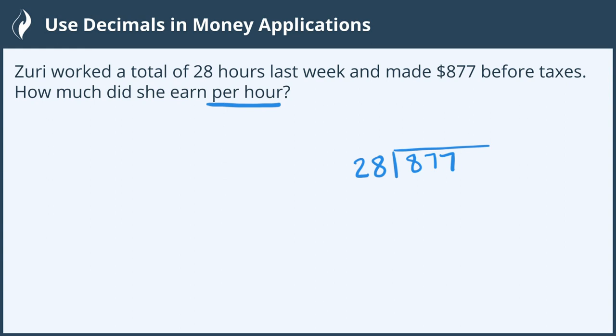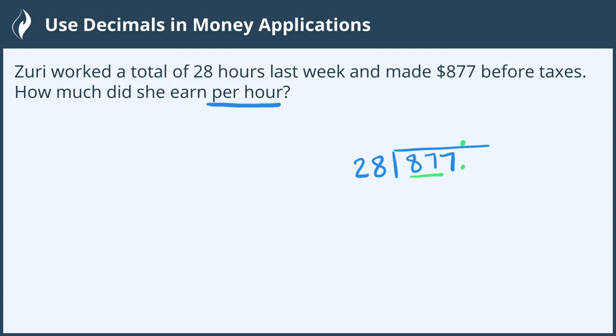And we'll go ahead and do this long division. Since there's not a decimal anywhere, we'll put it at the end of the $877 and put a decimal up here since it should line up exactly. Now we look at the numbers. The first digit is 8 and 28 won't go into 8. So we move to the second digit and 28 will go into 87.